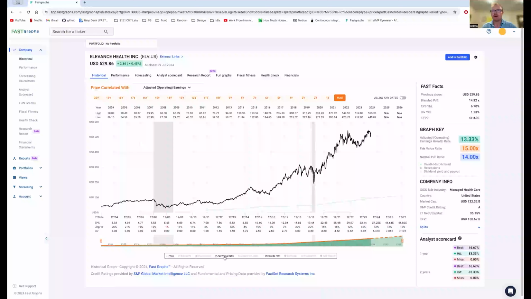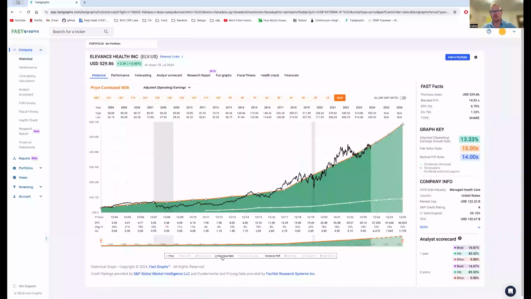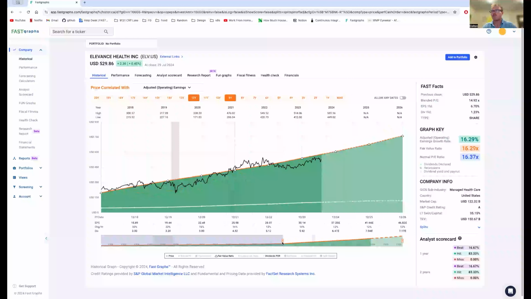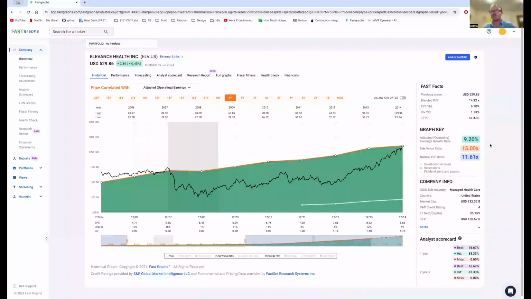By clicking on this fair value ratio down here, I can plot what we call the fair value ratio. We calculate a fair value ratio of 15 times earnings based on the growth rate of the company. And as growth rates change, the fair value changes, and I can shorten or lengthen time frames. Notice as I'm changing time frames, this growth rate has gone up to a 16.29, which then has given me a 16.29 fair value, right? If I drag this back here and I'm looking at a 9.2, it's giving me a 15 times fair value.